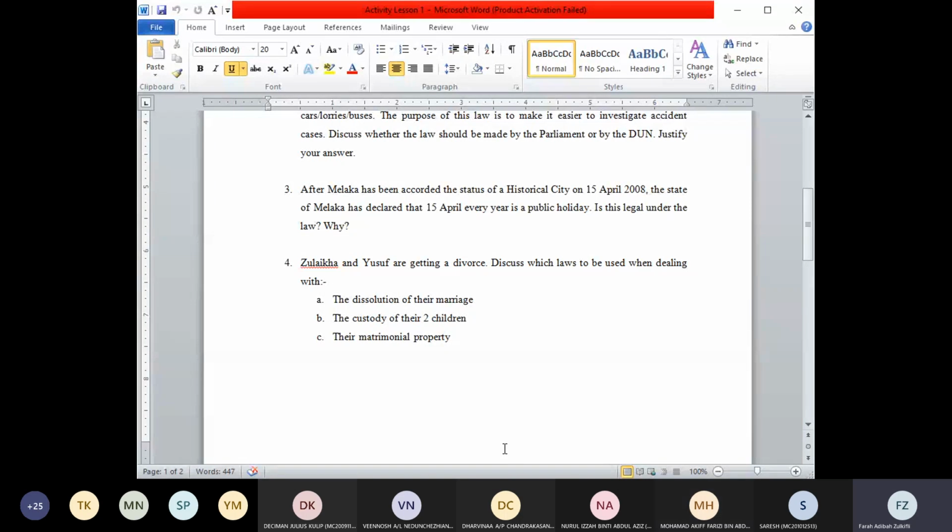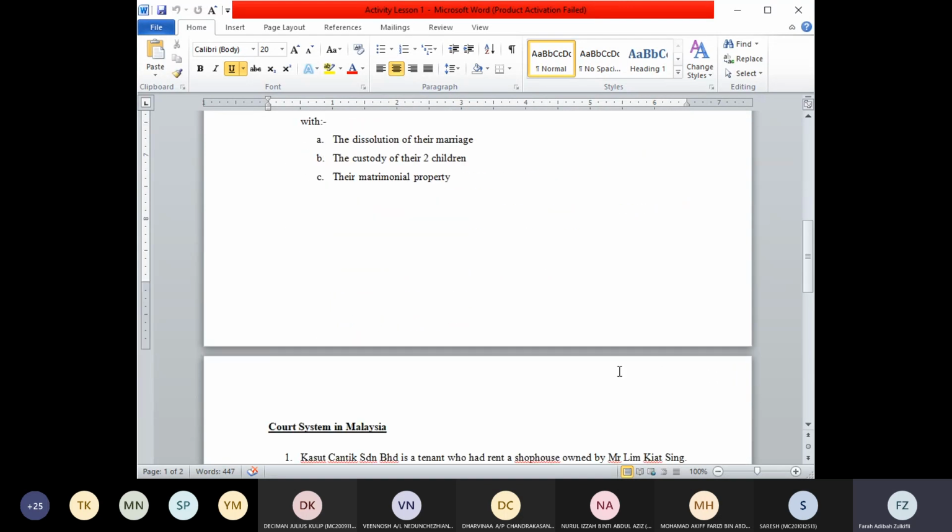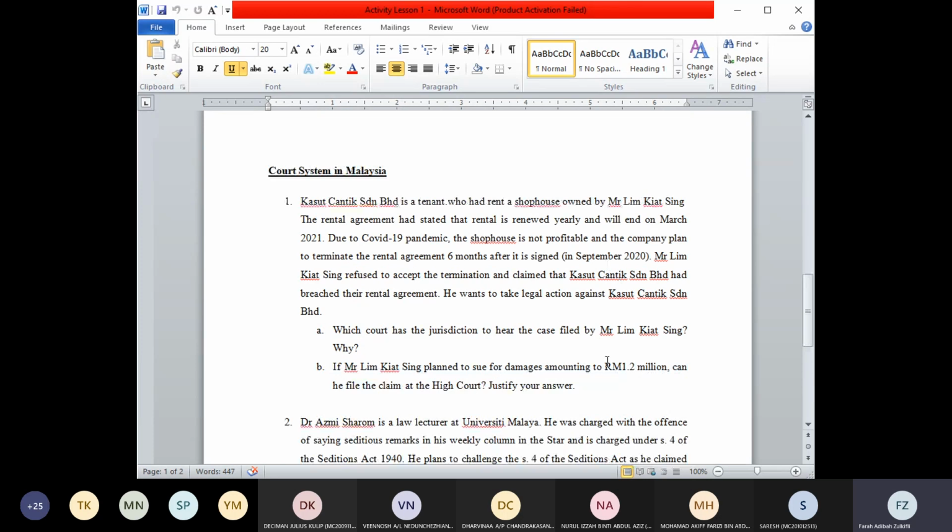So yes, if the same thing happens between non-Muslims, all these things will be heard in the High Court of Malaysia, because only the High Court has the power to decide everything relating to divorce and custody. Okay, so that is question 4. Now we go to the next part, which is the court system in Malaysia.